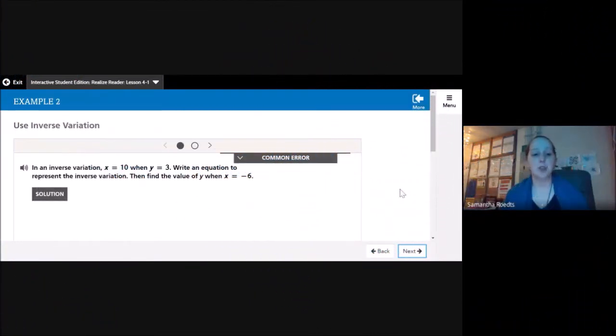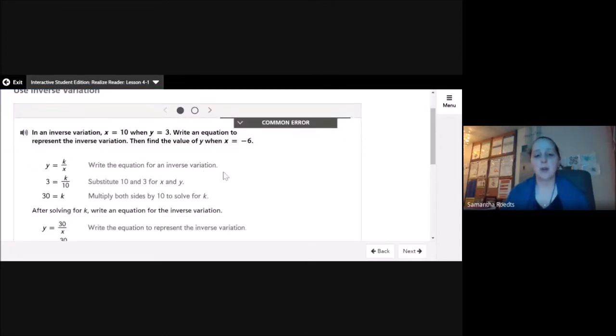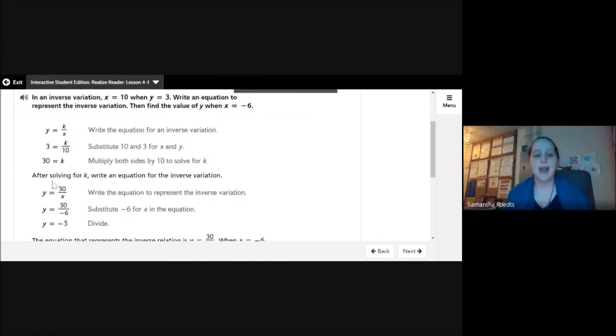All right, example 2, use inverse variation. In an inverse variation, x equals 10 and y equals 3. Write an equation to represent the inverse variation. Then find the value of y when x equals -6. Okay, so in order to find the inverse variation, I write the equation, y equals k over x. I was given x and y, so 3 equals k over 10, or 30 equals k. After solving for k, I write an equation for the inverse variation. So y equals 30 over x.